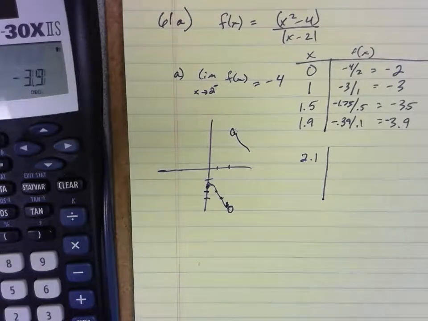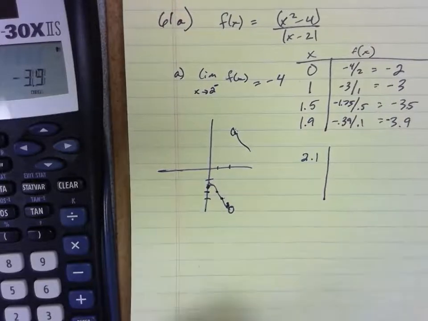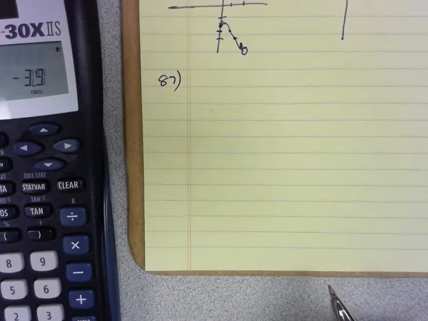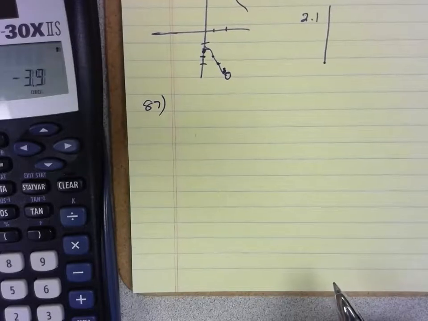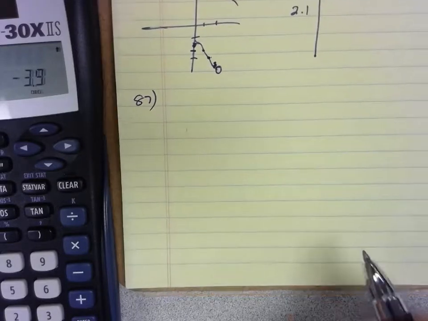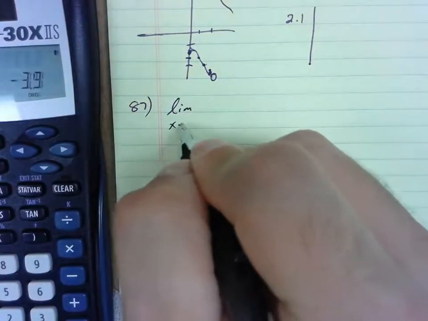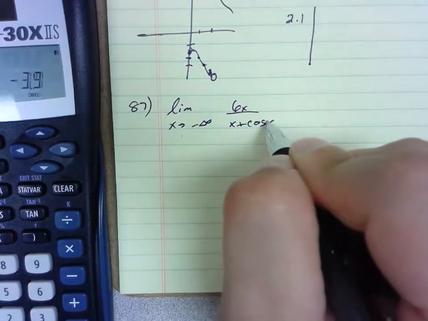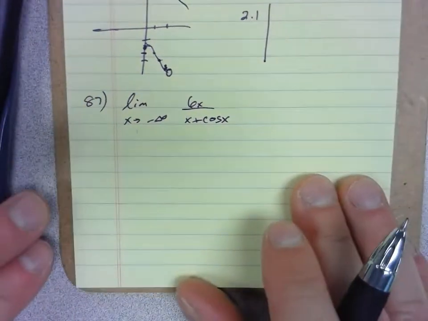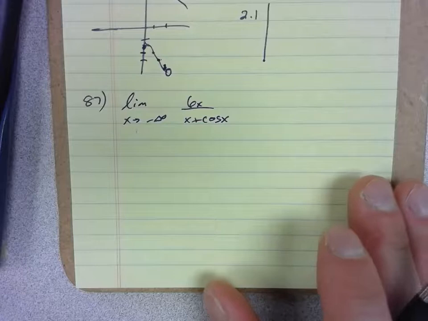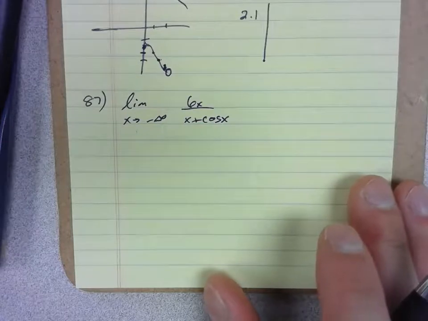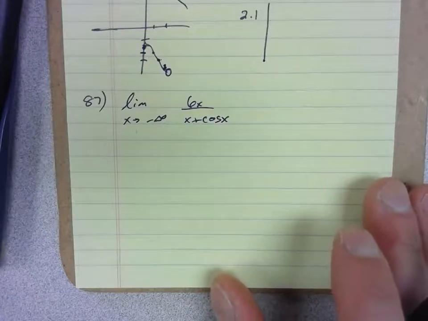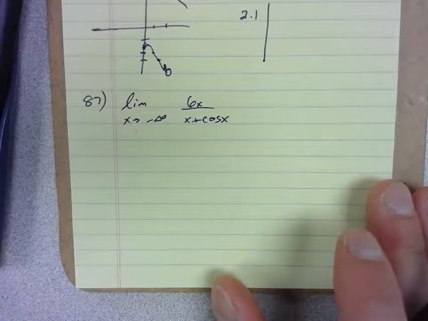Good. Other ones. Let's see here. 87's next. I forget whose it is. So Mason, go ahead and read that for us. I know it wasn't you who picked it, but. Limit as x approaches negative infinity of 6x over x plus cosine x. Any ideas before we start?